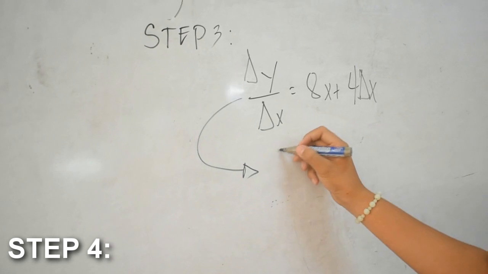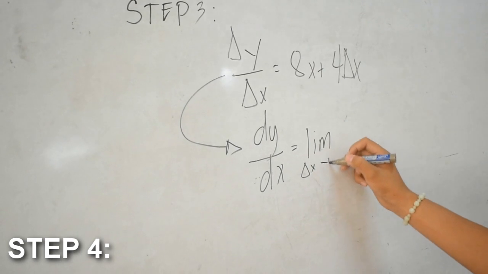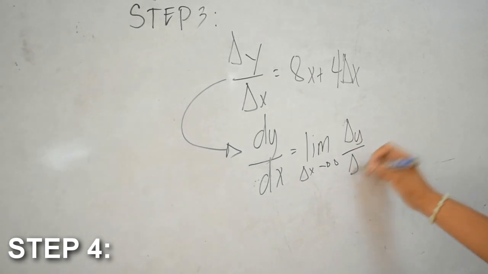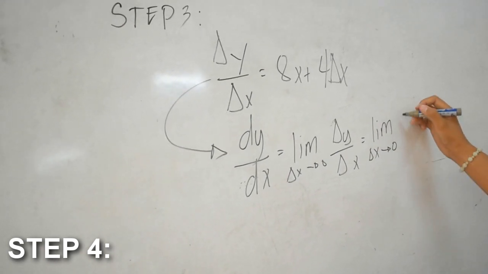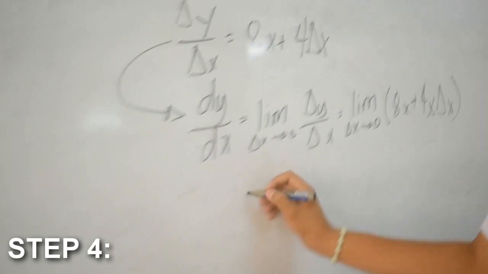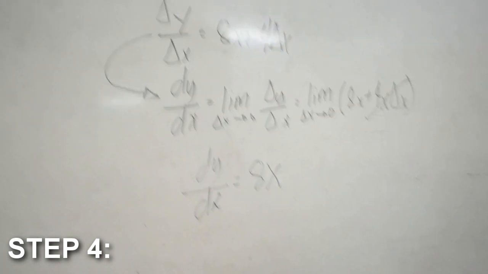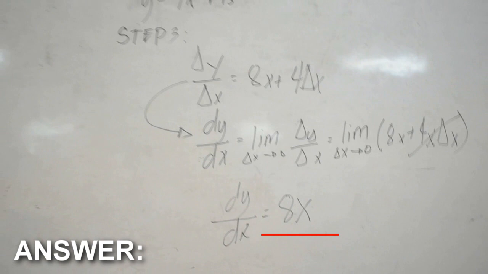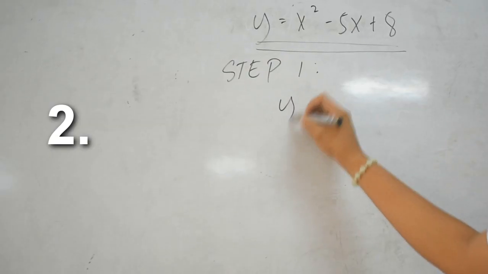Finally, we will proceed to step 4. Find the limit as delta x approaches 0. We have delta y over delta x equals the limit as delta x approaches 0 of 8x plus 4 delta x. The answer will be delta y over delta x equals 8x. So, the answer of find the derivatives of y equals 4x squared plus 15 is 8x. Still feeling confused? Here is our example number 2.